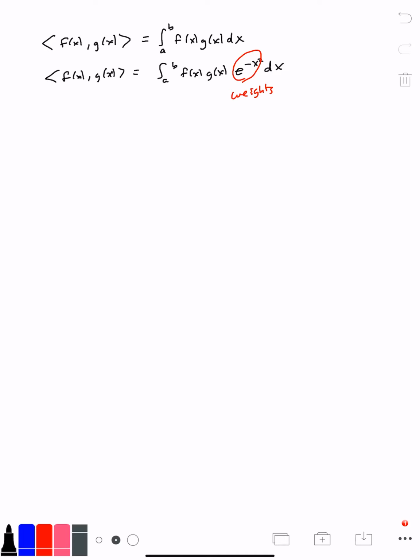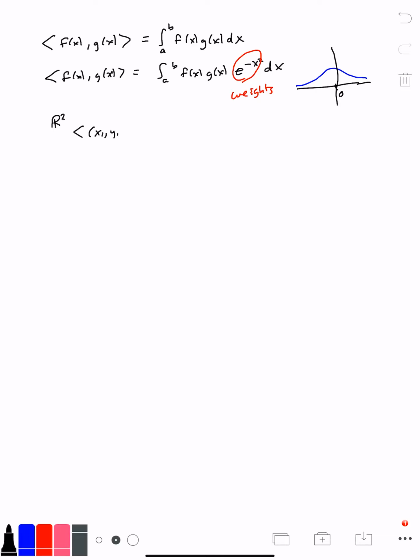For example, e to the negative x squared, if you were to look at the graph of it, it looks something like this. That's pretty bad. But the idea is this high point is at 0, so the values of x near 0 would get more weight when you're doing the inner product compared to the values of x, say, at 1,000,000 or something. It's really small.